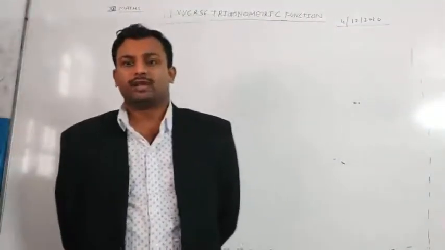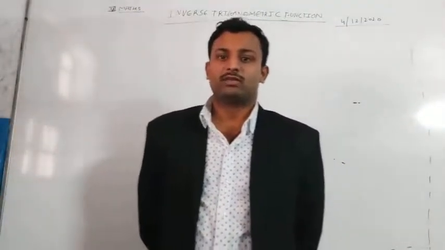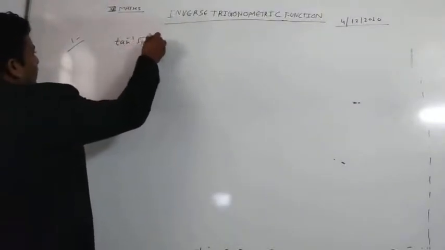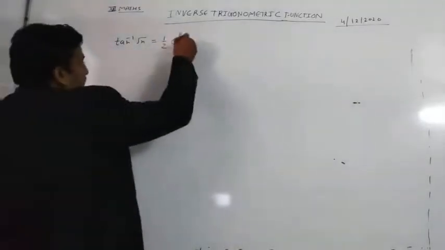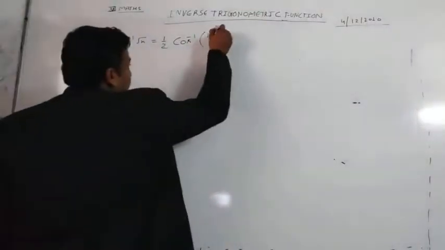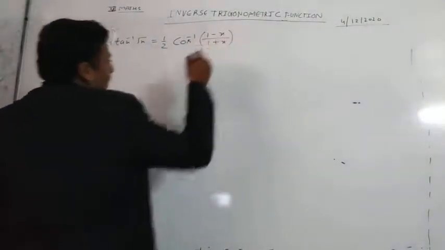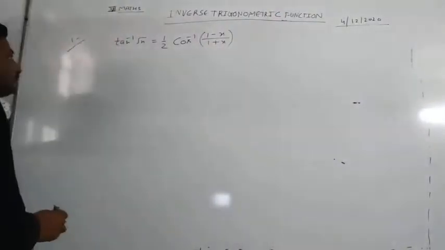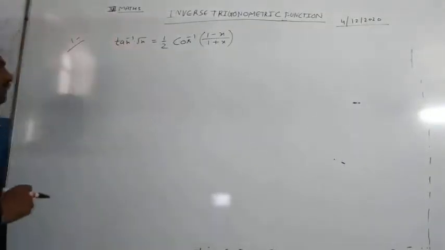Good morning students. Today we will discuss some questions of the chapter inverse trigonometric functions. Let's see. Our first question is: prove that tan inverse root x is equal to 1 by 2 cos inverse (1 minus x) by (1 plus x). So we have to prove that tan inverse root x is equal to 1 by 2 cos inverse (1 minus x) by (1 plus x).